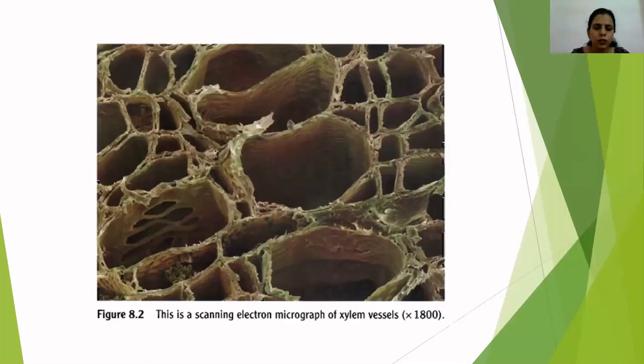This picture shows the microscopic image, a scanning electron micrograph of xylem vessel, and it is magnified 1800 times. So how many times is it magnified? 1800 times. You can make out here these completely hollow cells are xylem vessels. These in the center. This one is your entire xylem vessel.